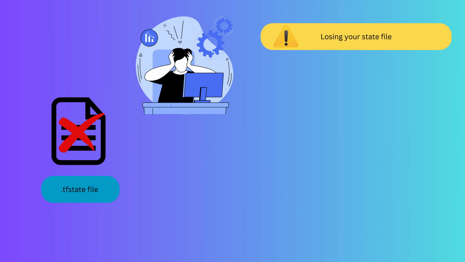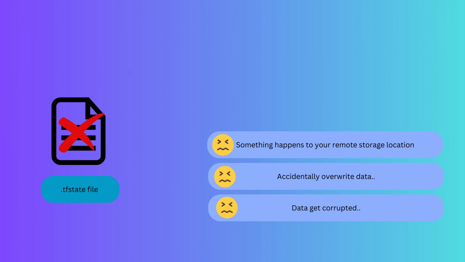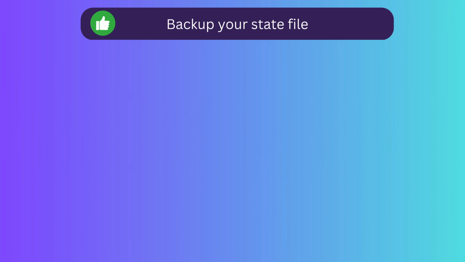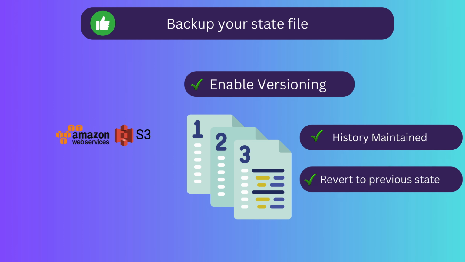What happens if you lose the state file? Something may happen to your remote storage, or the data may get overridden accidentally, or data may get corrupted also. To avoid this, the next best practice is to back up your state file. In practice, you can do this by enabling versioning for it, and many storage backends have such a feature, like an S3 bucket. For example, you can simply turn on the versioning feature. This means that you also have a nice history of the state changes, and you can revert to any previous Terraform state you want to.